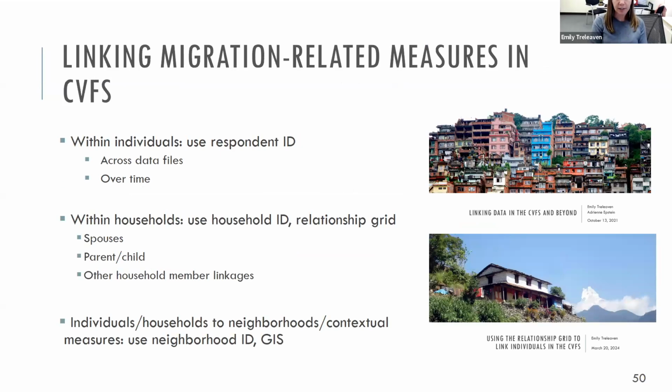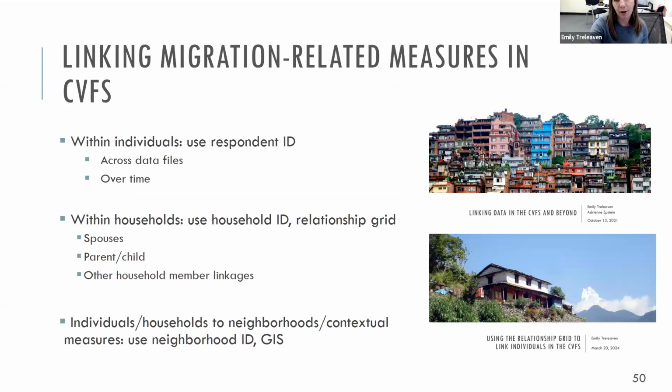So to generate some of these measures or other potential measures, users will need to link data across files. That could be linking across individuals, or linking across individuals in the same family. So that might be across data files, or over time, or over relationships within the household. All of these kinds of linkages are possible and fairly straightforward in the CVFS, but I will refer viewers to 2 prior webinars that review how to do this in detail.